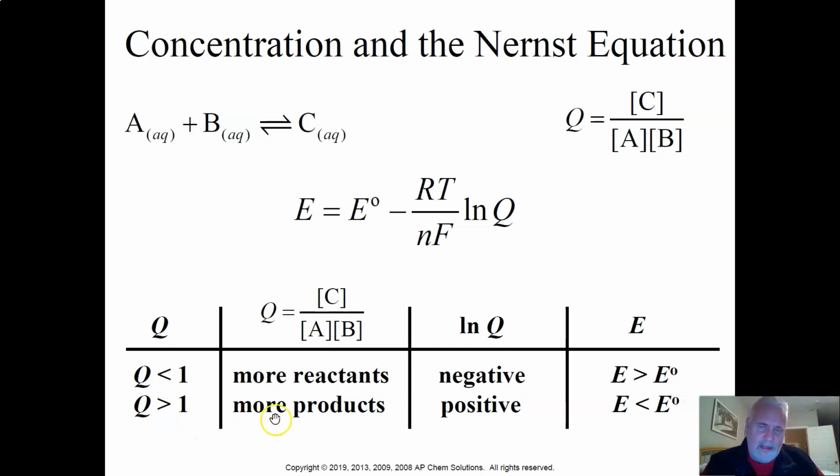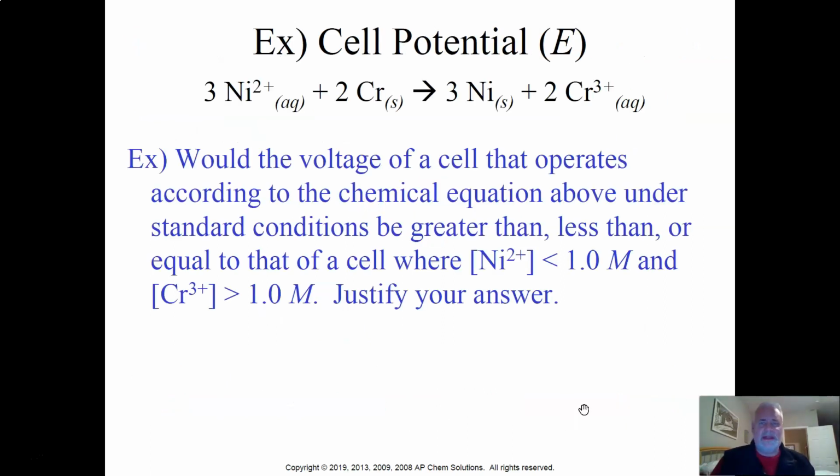And if Q is big, that means a lot of products, a lot of C. That would make the natural log positive. And meaning that you're going to now subtract something from E0, and E will be smaller than E0. So this is a real nice page here. Circle the bottom half of this for reference of a quick answer, like in a multiple choice format. Very, very likely you'll see something like that as an application to the Nernst equation.